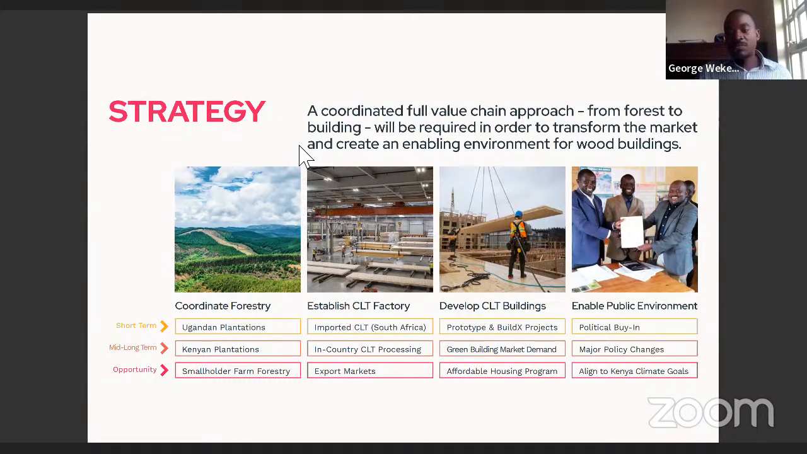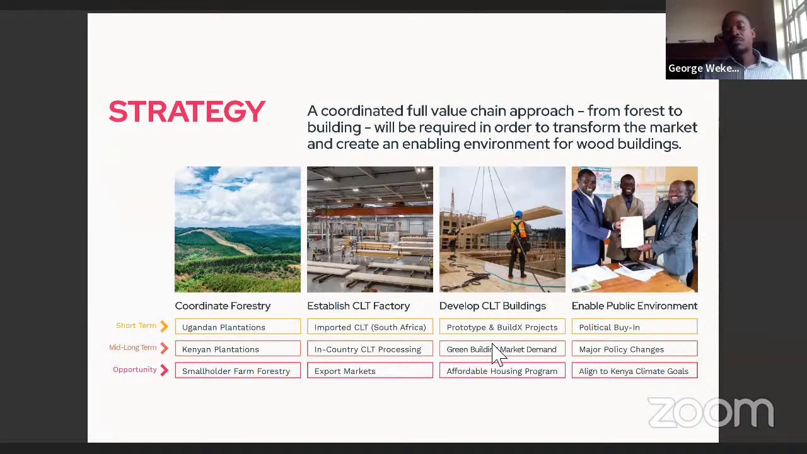And for this first project, we'd have to import our CLT from South Africa. And we'll also be thinking about the Ugandan plantations as the source of the raw material for when an investor is ready to set up a CLT factory, either in Kenya or within East Africa. And as we do this with our projects, as we do the prototype and other high-rise projects, one thing we've been learning is we need to really lobby for a lot of policy changes.